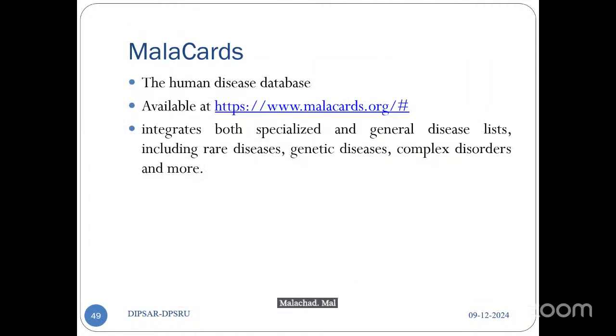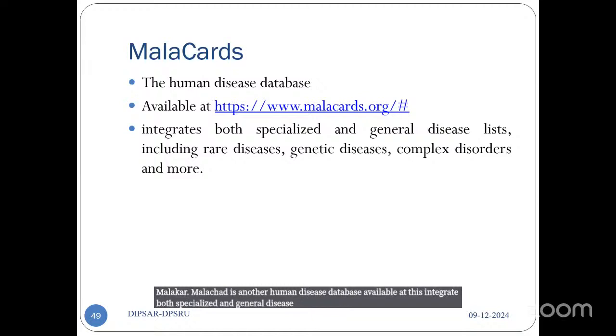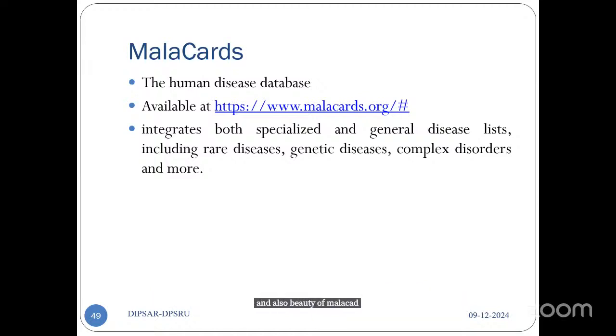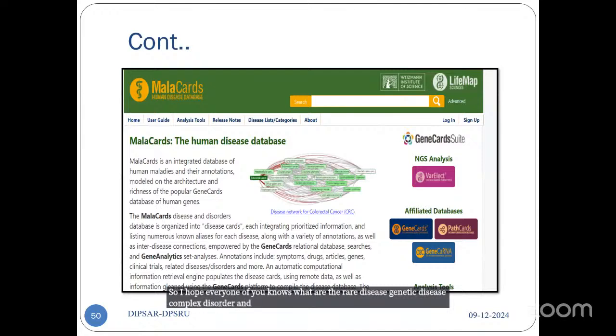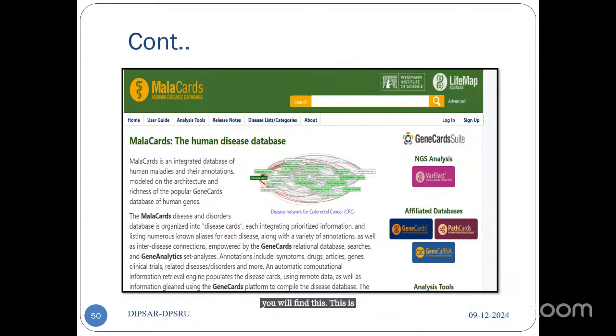MalaCards is another human disease database available, which integrates both specialized and general disease lists. The beauty of MalaCards is that it contains information and targets on rare diseases. I hope everyone knows what rare diseases, genetic diseases, complex disorders, and more are. So you can't miss MalaCards. This is the web page of MalaCards. Just type MalaCards in Google and you will find this. This is the human disease database.